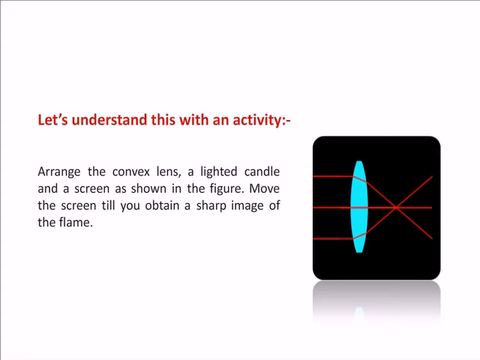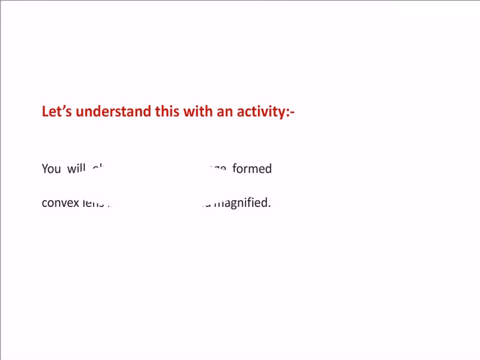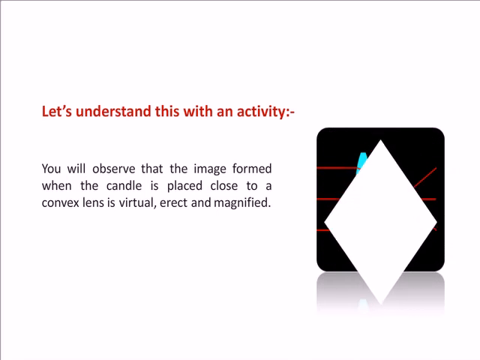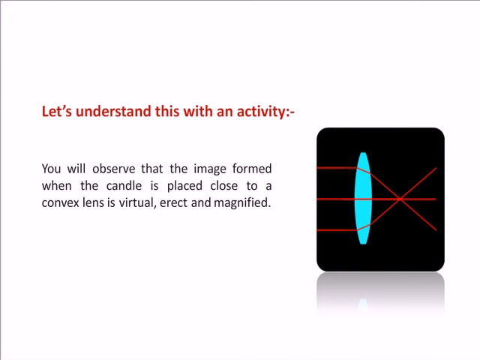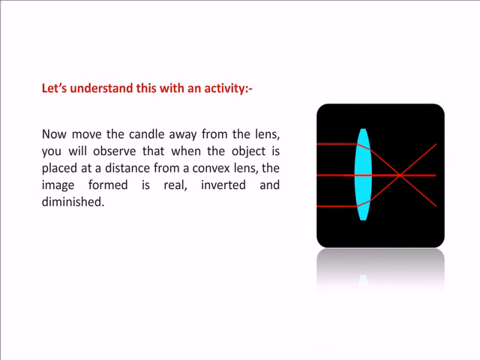Arrange the convex lens, a lighted candle and a screen as shown in the figure. Move the screen till you obtain a sharp image of the flame. You will observe that the image formed when the candle is placed close to a convex lens is virtual, erect and magnified. Now move the candle away from the lens. You will observe that when the object is placed at a distance from a convex lens, the image formed is real, inverted and diminished.